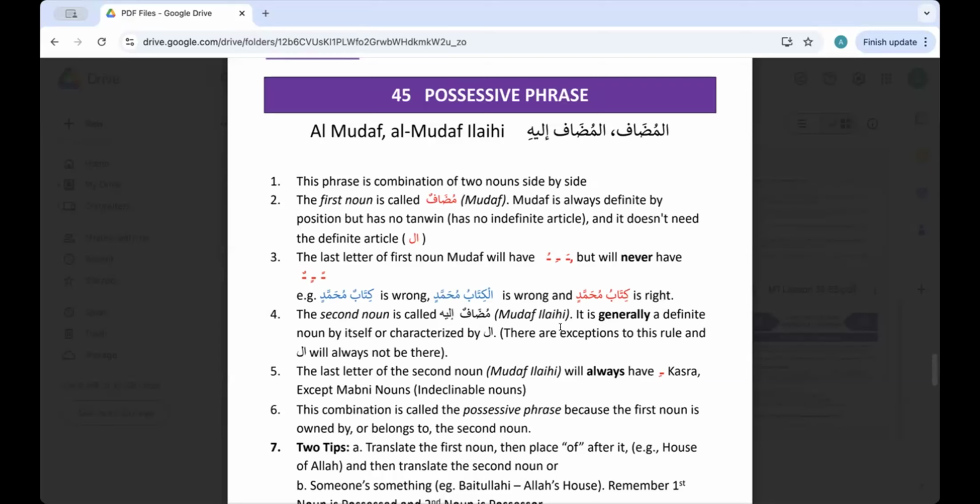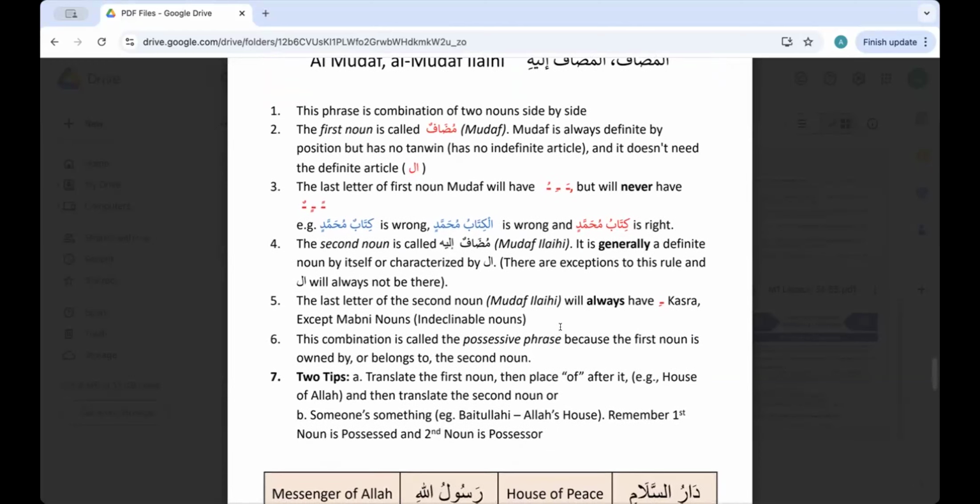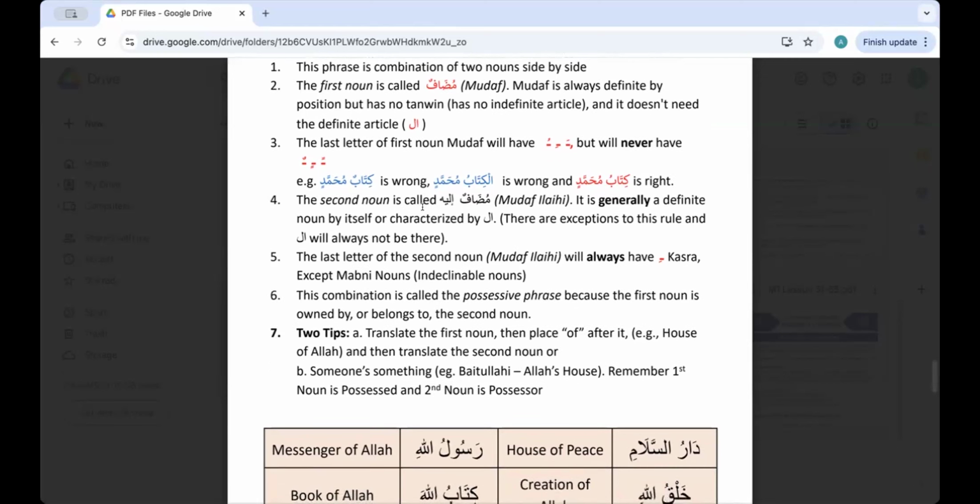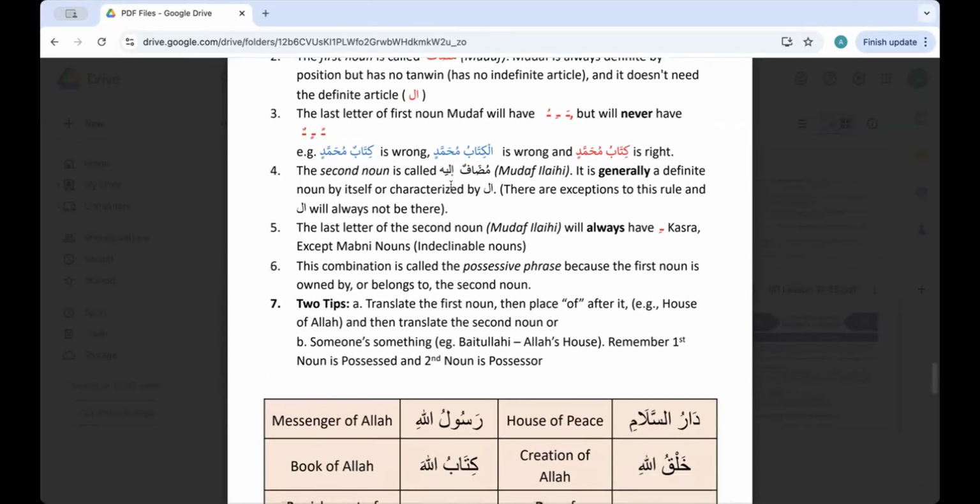This is a combination of two nouns side by side, a phrase. The first noun is called mudaf. The mudaf is always definite by position, but has no tanween and doesn't take the definite article al. The last letter of the first noun, mudaf, will always have a single fatha, kasra, or dhamma. It will not take any tanween like double dhamma, double kasra, double fatha. So mudaf will only take fatha, kasra, dhamma, and will not take the tanween.